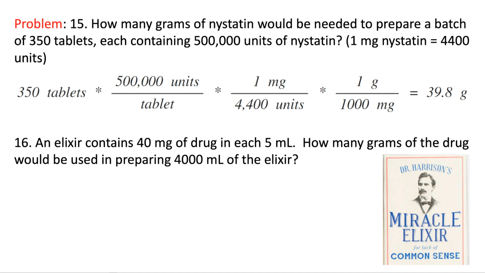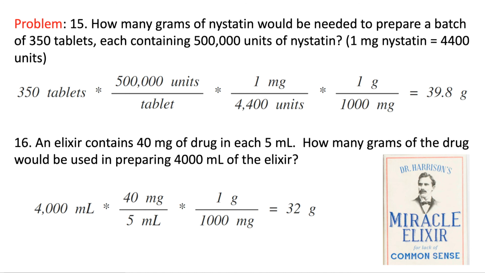Harrison's miracle elixir for the lack of common sense, because hopefully you wouldn't need to take it because this is such an easy question. All we need to do is take our total volume of 4,000 milliliters, multiply it by the concentration we were told, which was 40 milligrams per 5 mLs. Milliliters cancel, and I have the total weight in milligrams.